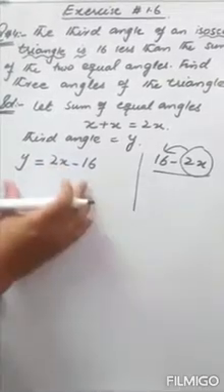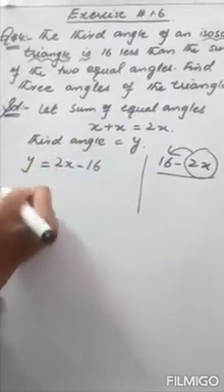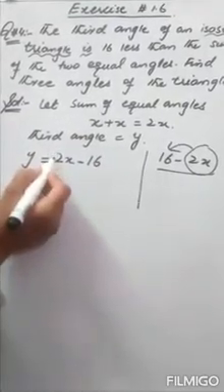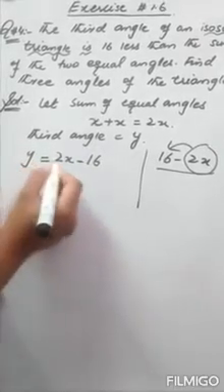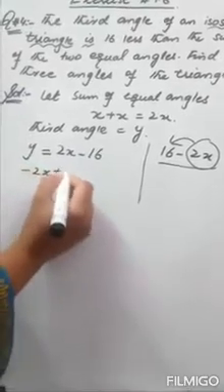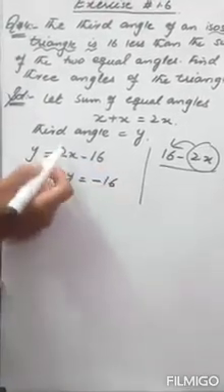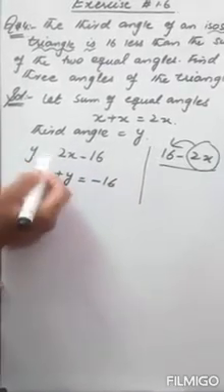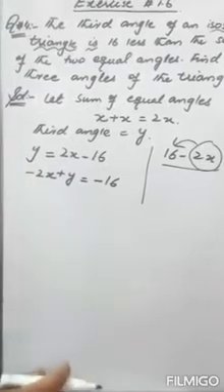Now we will make the linear equation in standard form. Firstly we write the variable x. When we shift its location, it will be minus 2x, and then plus y is equal to minus 16. We have just shifted 2x before y because it was plus on one side, and on the other side it is now minus.